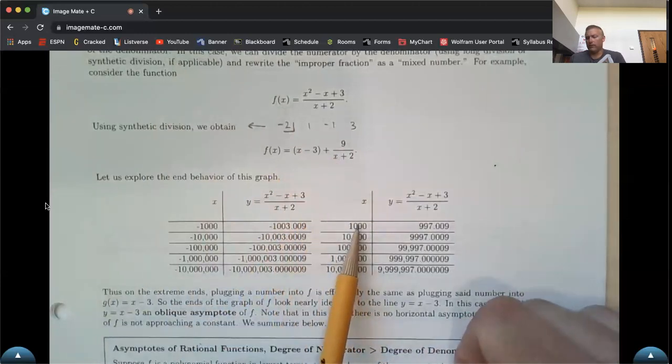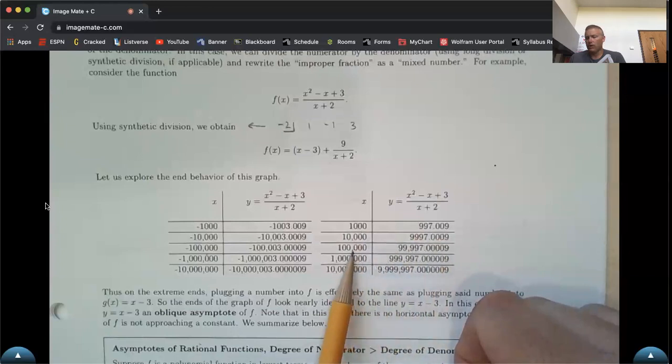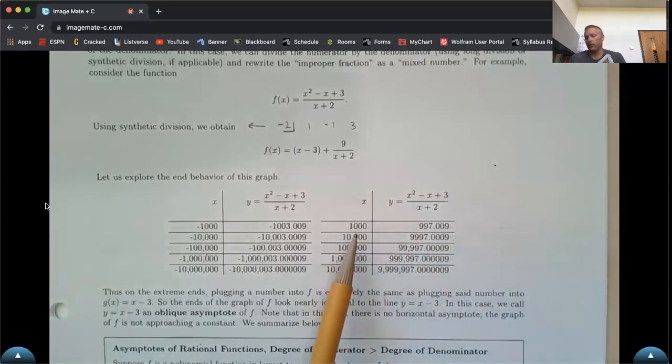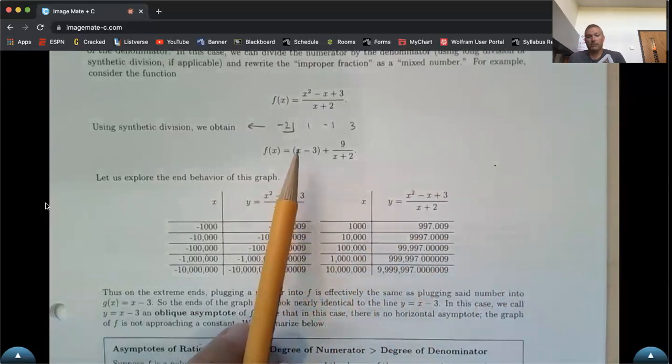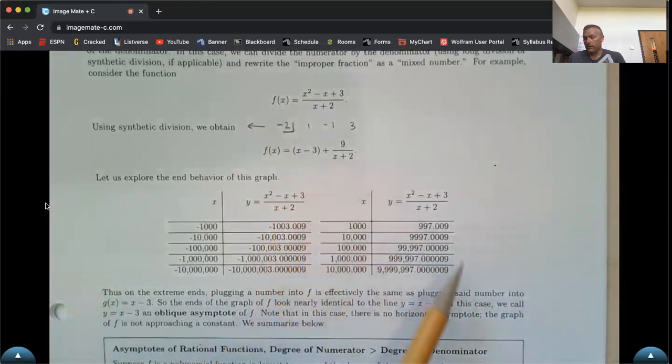So if we plug in very large positive x's, if x is 1,000, y is 997 point something. If x is 10,000, y is 9,997 and something negligible. If x is 100,000, y is 99,997 and something minimal. So what's happening is, again, we plug in a large x and we get essentially x minus 3 for y. When the x's are really large, this fraction is basically 0. It contributes something only very small.